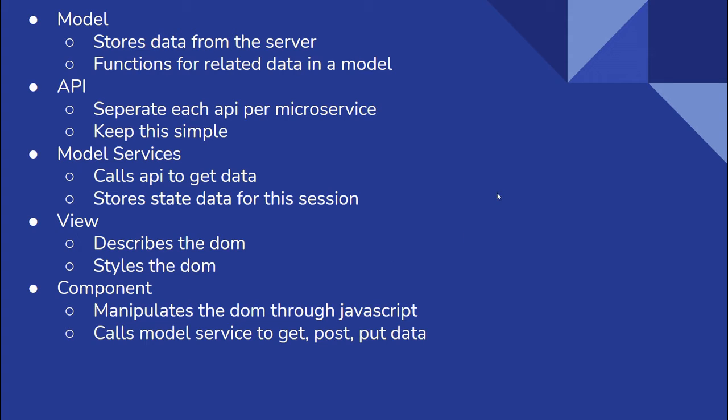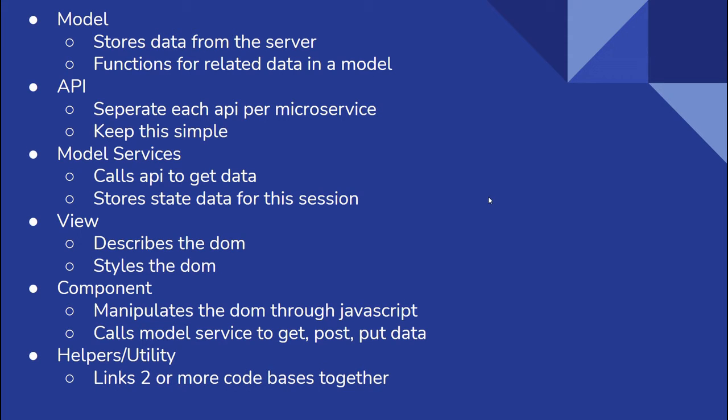We're also going to have helpers and utility classes. And these are going to add extensions onto your capabilities within the app. It can also link two or more code bases together. And if we reuse code throughout the system, we'll have one location to make a code change that we can use throughout the system, just injecting that wherever we need it.